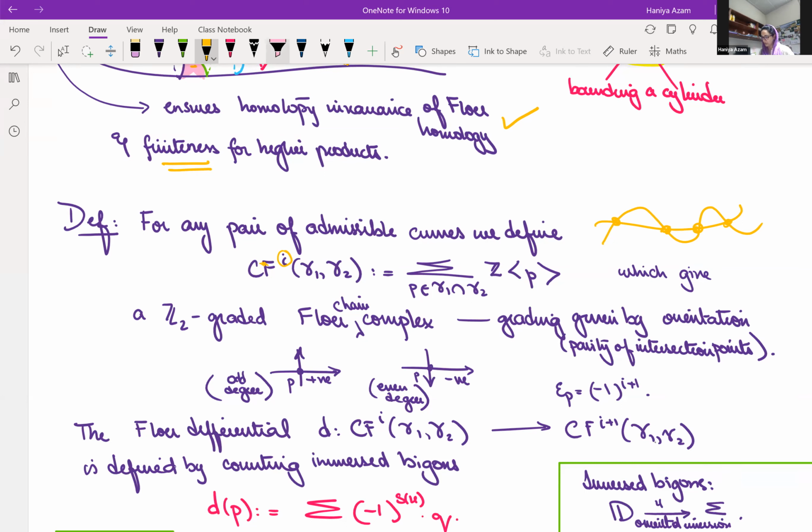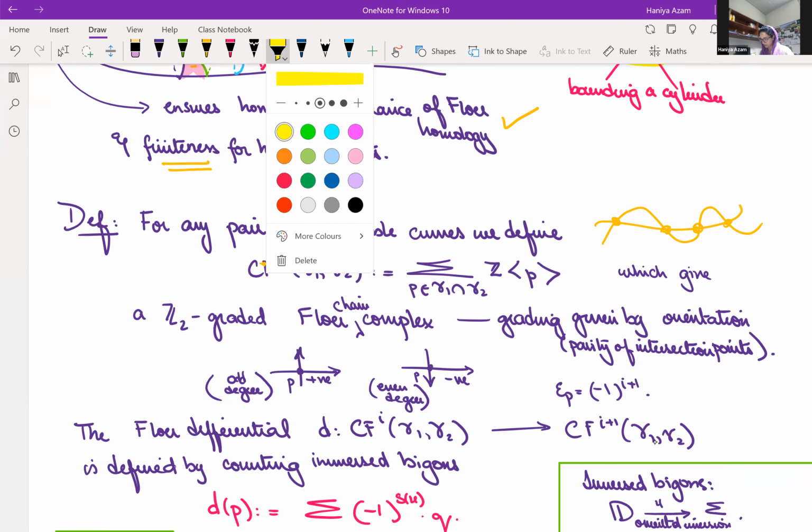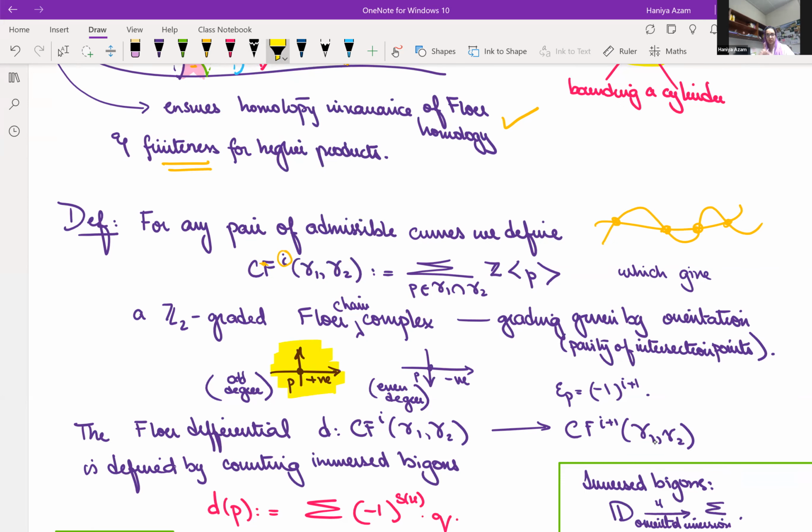So if you look at this picture over here, you see a positive intersection between two curves. The p is a positive intersection. And to that positive intersection, we always assign an odd degree. So that's the formula. Okay. So the parity of the intersection point is odd if you have a positive intersection, and it is even if it's negative. So this is what you call a Floer chain group, if you like, in the ith degree.